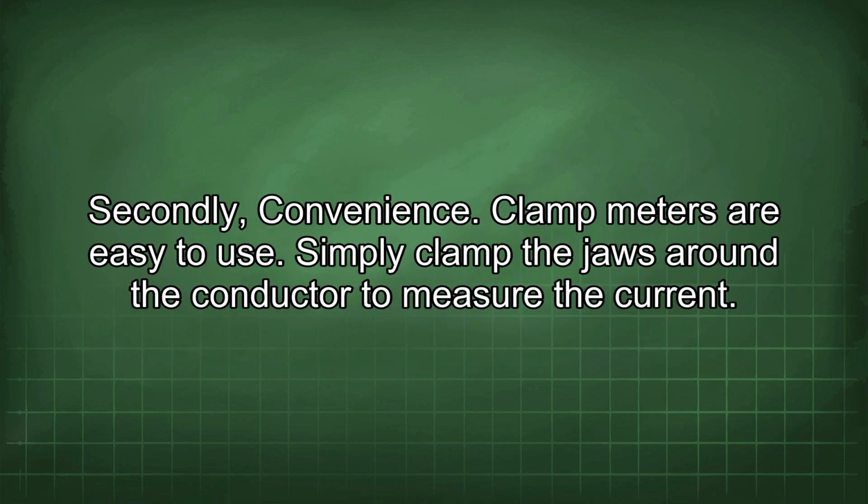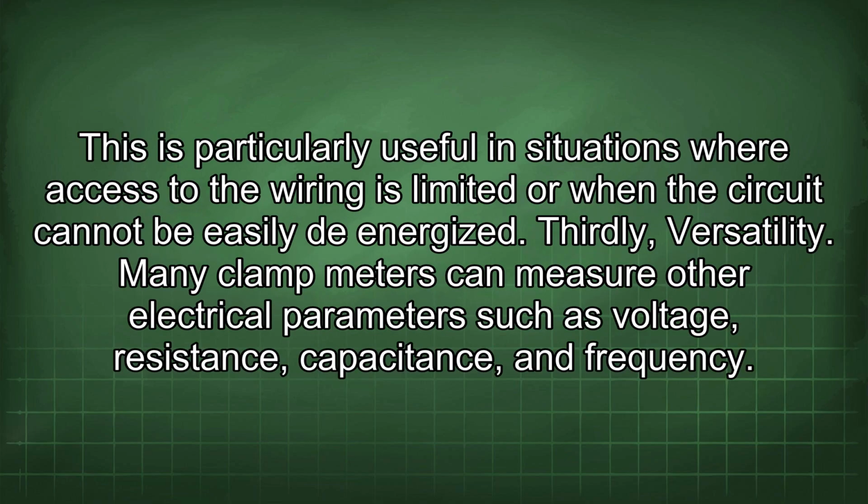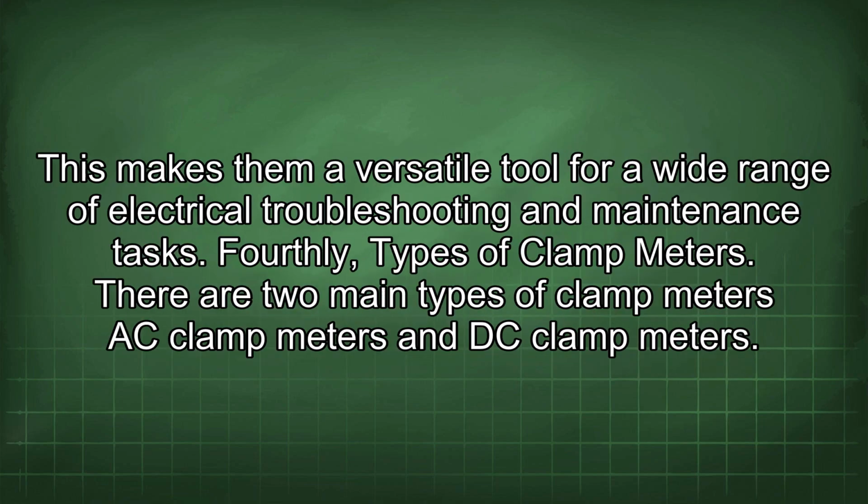Secondly, convenience. Clamp meters are easy to use. Simply clamp the jaws around the conductor to measure the current. This is particularly useful in situations where access to the wiring is limited or when the circuit cannot be easily de-energized. Thirdly, versatility. Many clamp meters can measure other electrical parameters such as voltage, resistance, capacitance, and frequency. This makes them a versatile tool for a wide range of electrical troubleshooting and maintenance tasks.